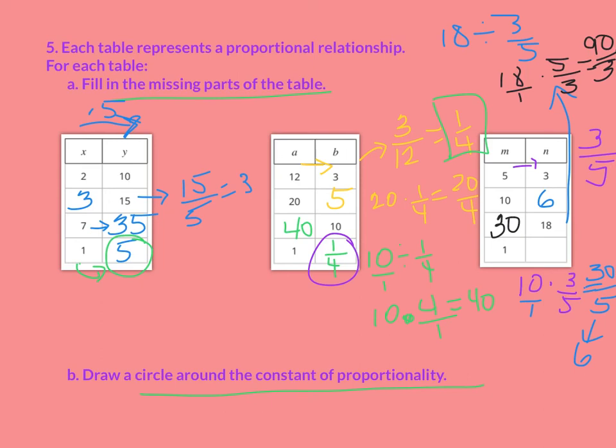And then this one I am multiplying from left to right. I know my constant of proportionality is 3/5. So this answer is 3/5. And then they ask me to circle the constant of proportionality, and there it is.